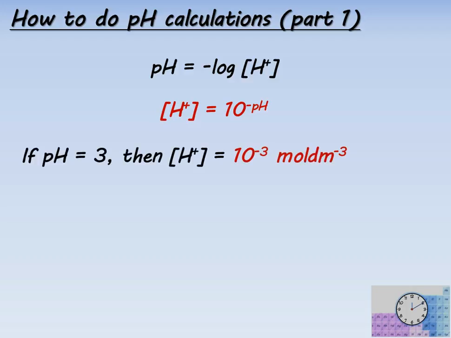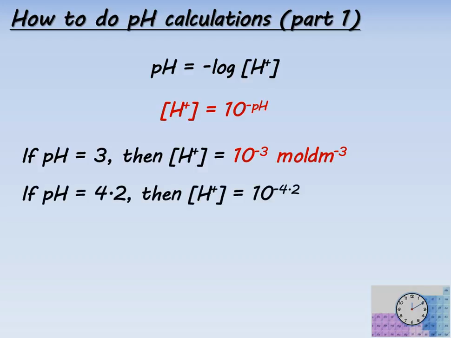This means then if pH equals 3, then the concentration of hydrogen ions is 10 to the minus 3 moles per dm cubed. However, if pH is 4.2, then of course, yes, the hydrogen ion concentration is 10 to the negative 4.2 moles per dm cubed, but you can't write that in an exam. You should write your answers always in standard form, and so putting that into the calculator gives us an answer we would write as 6.31 times 10 to the minus 5.